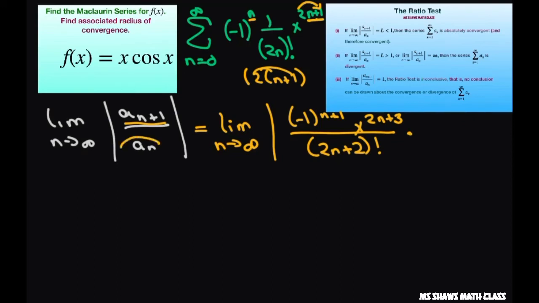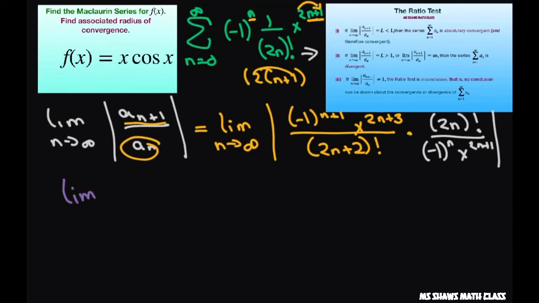Now, for the a sub n, we're supposed to divide. It's the same as multiplying by the reciprocal. So we're just going to put the denominator up here, 2n factorial. And then for our denominator, we're going to have negative 1 to the power of n times x to the power of 2n plus 1. All right, now we're left with simplifying all this. So with the limit as n approaches infinity.